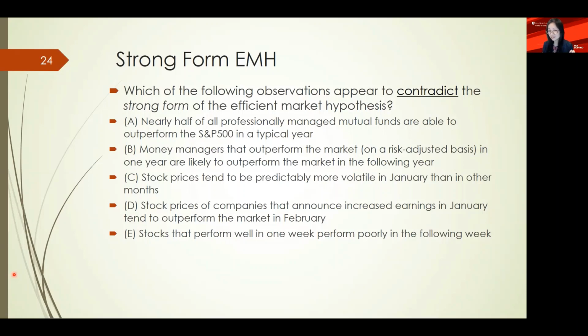Why? Because this E says using historical return information allows you to make abnormal returns. And that's against a weak form EMH. That's against semi-strong form EMH, as well as strong form EMH, right? So having evidence against weak form essentially rejects all the other forms of EMH. So that's the tricky part, but the answer should be B, D, and E.